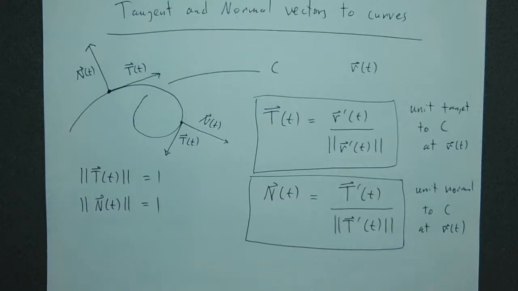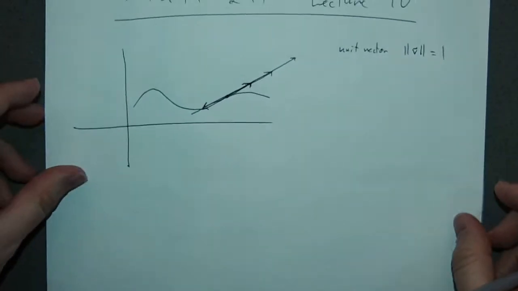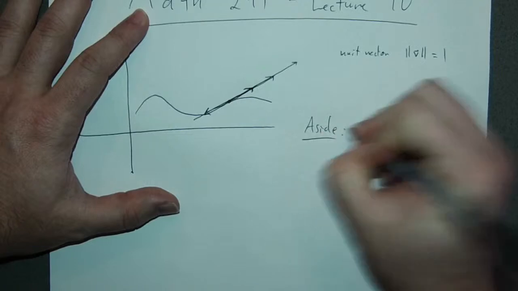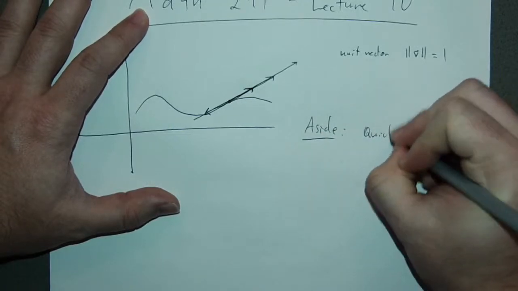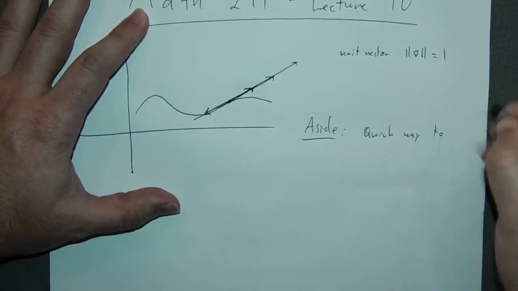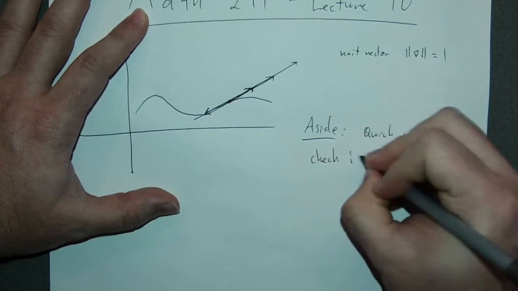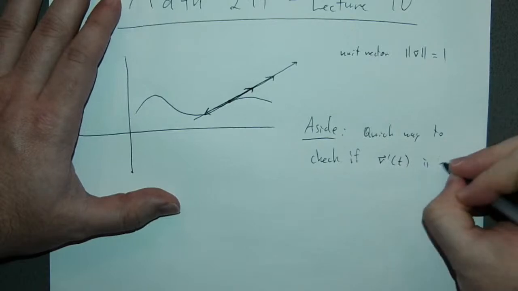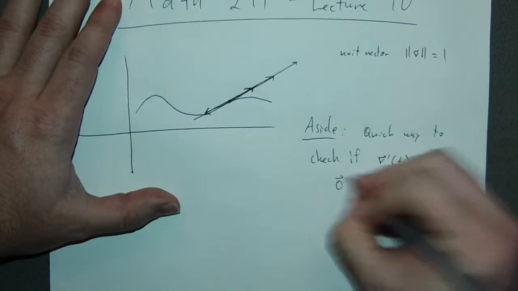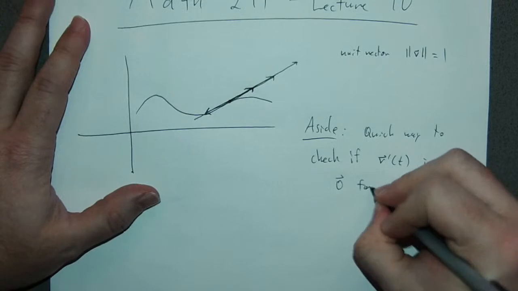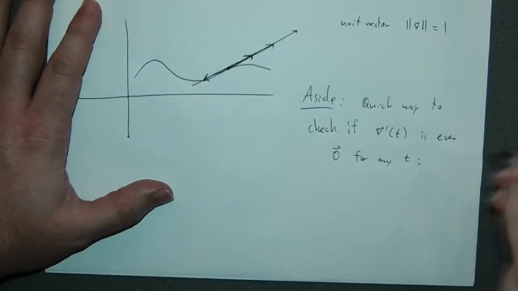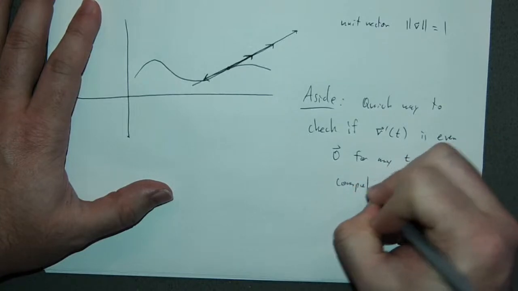An easy way to check, this is kind of an aside, and this is relevant to the homework that I assigned yesterday. Quick way to check if r prime of t is ever the 0 vector, for any t. What is a quick way to do that? Compute the length.